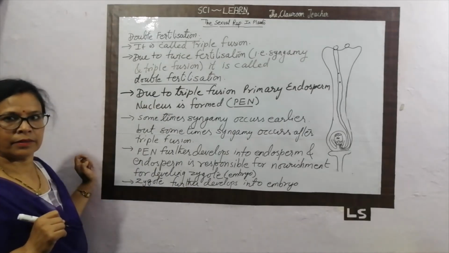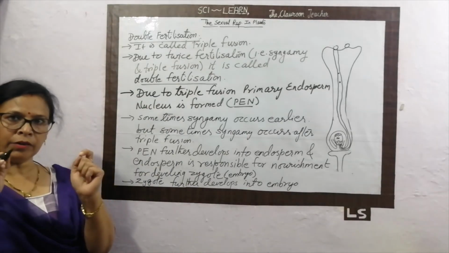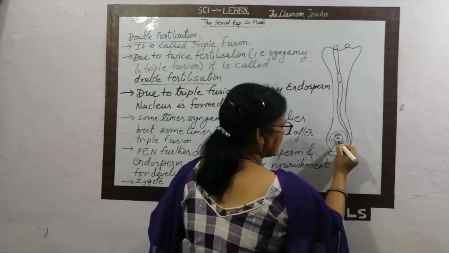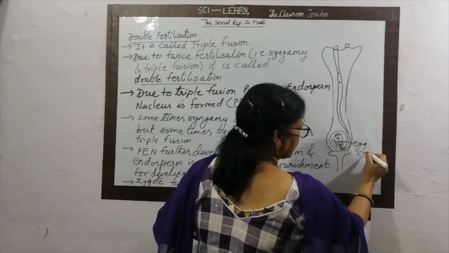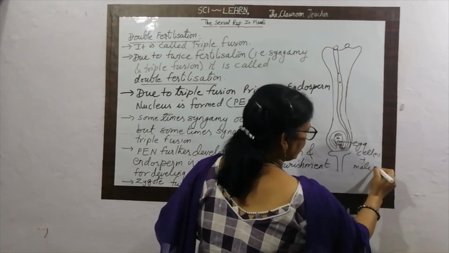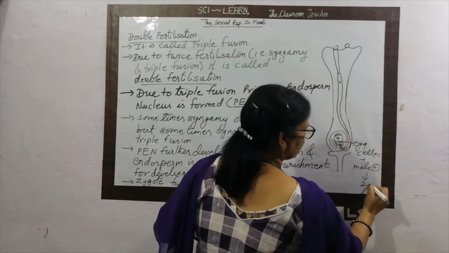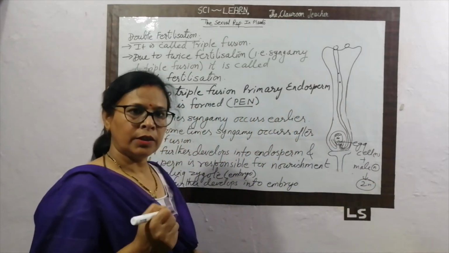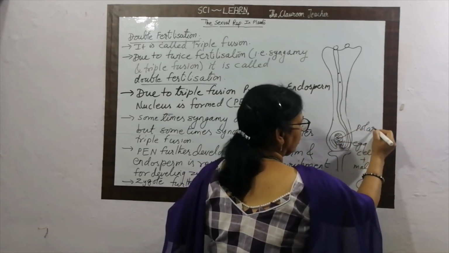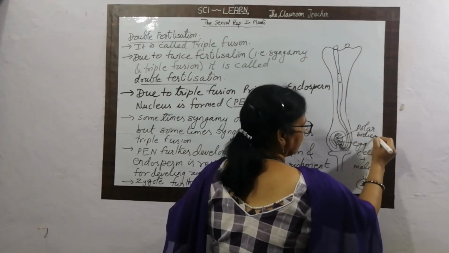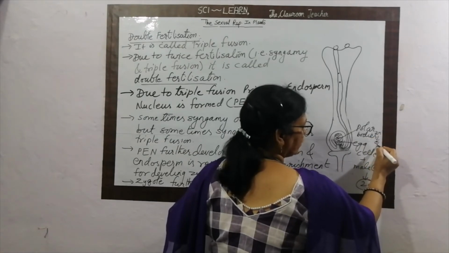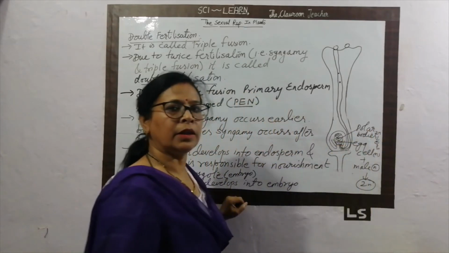Now what happened next? The parts which participated in the process: first, this egg cell, which is N, fuses with the male nucleus, that is also N, to form the zygote by syngamy, and 2N is formed. Okay, that is over. In the second part, the polar nuclei contain 2N and combine with one male nucleus N to form 3N. And this is the triple fusion.